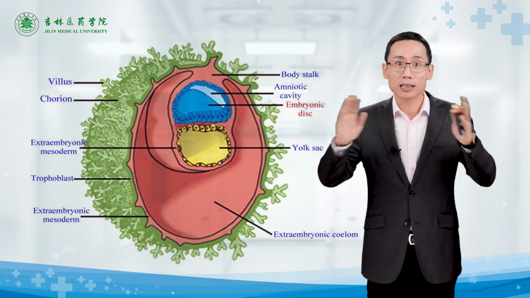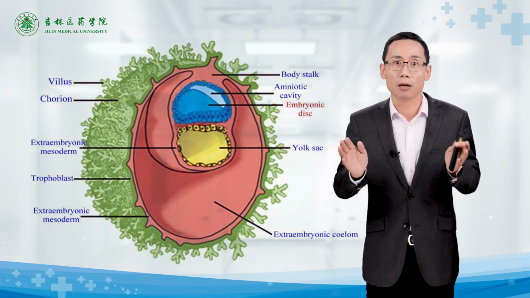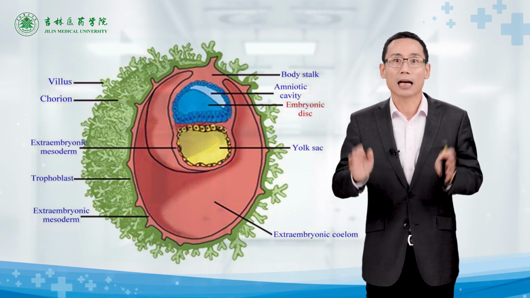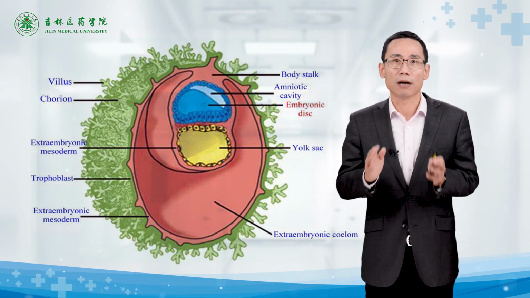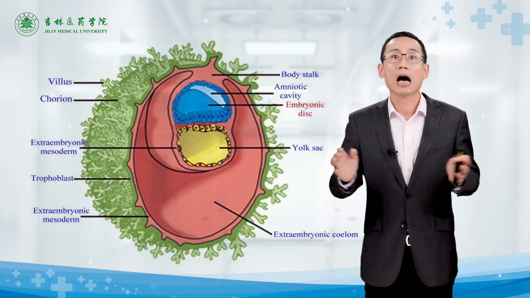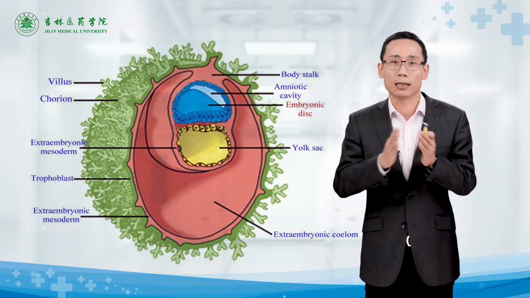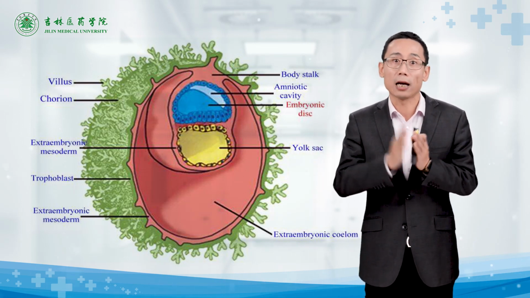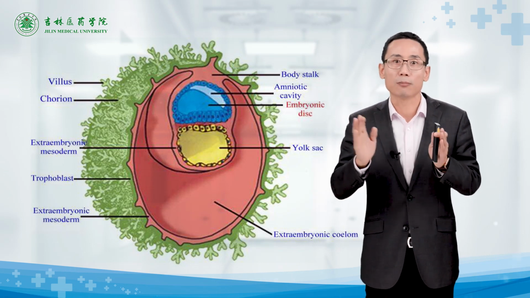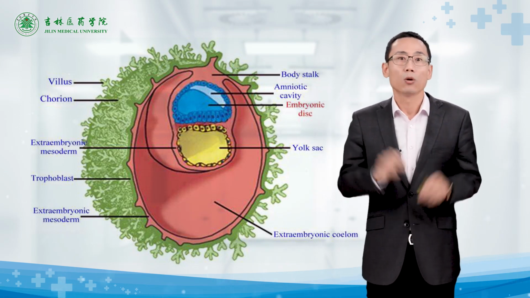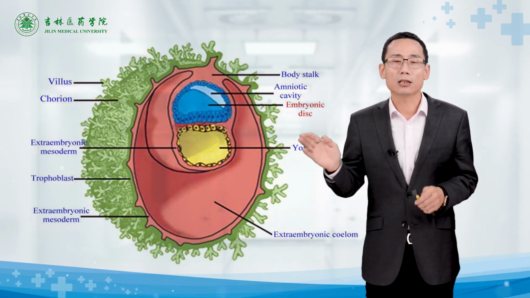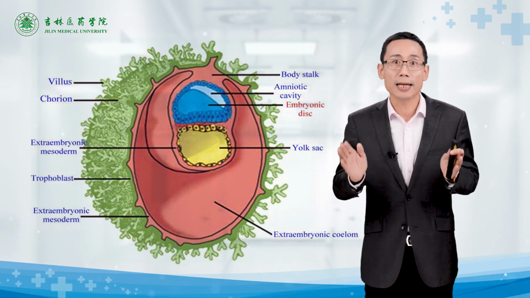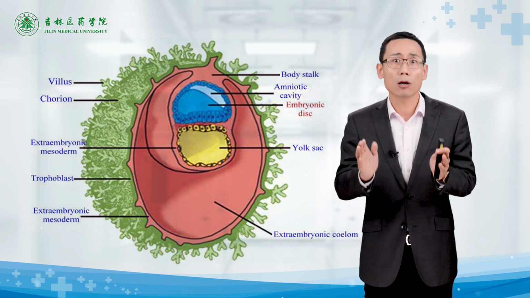With the expansion of the extra-embryonic coelom, the amniotic sac and yolk sac on both sides of the dorsum and the ventrum of the bilaminar embryonic disc are only directly connected with the trophoblast by a small part of the extra-embryonic mesoderm, which is called the body stalk. The body stalk will develop into the main component of the umbilical cord.